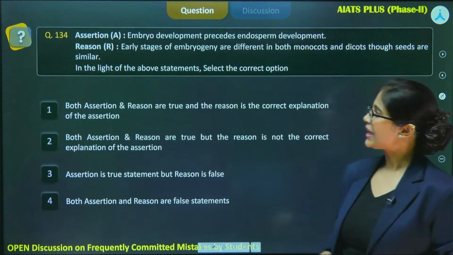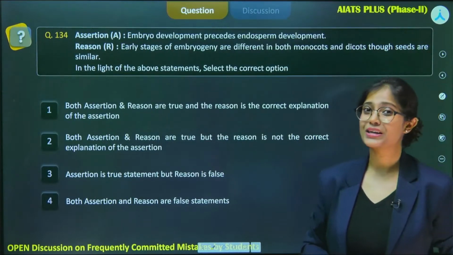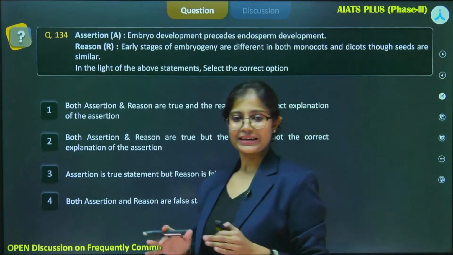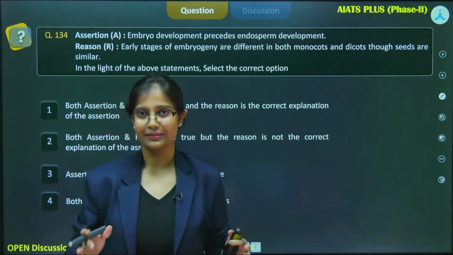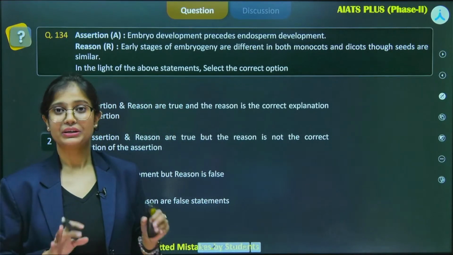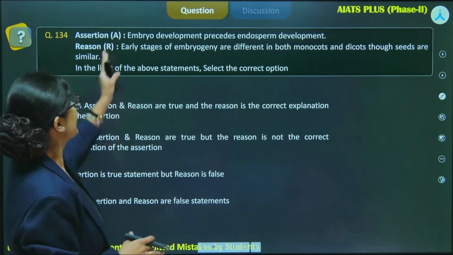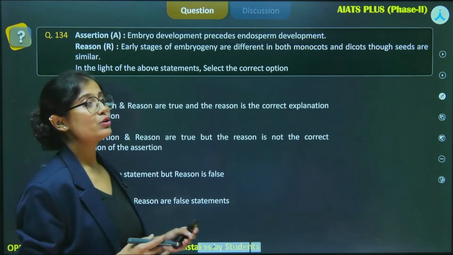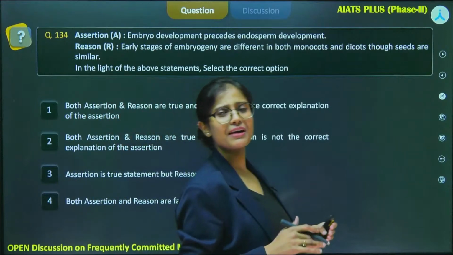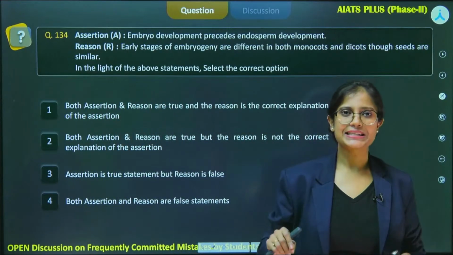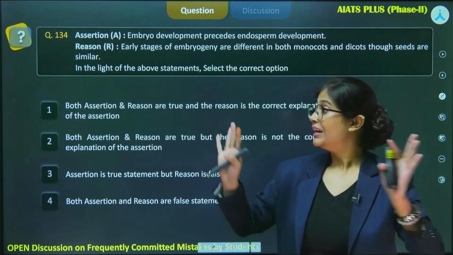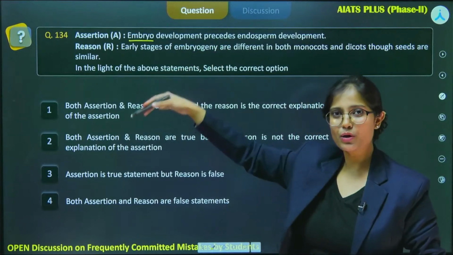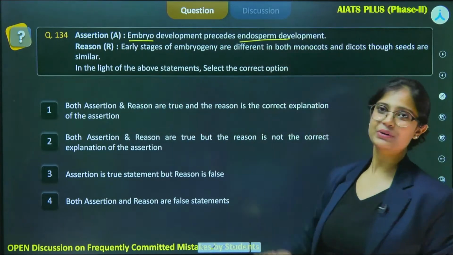Now let's move ahead with the next question, that is 134, which is assertion and reason. Seeing assertion-reason, we are like, oh my god, how are we going to solve this question, but they are actually very easy. Now let's start. Assertion, which says embryo development precedes endosperm development. First of all, we have to look whether the assertion statement is true or not. It is saying that embryo development precedes, happens before, endosperm development.